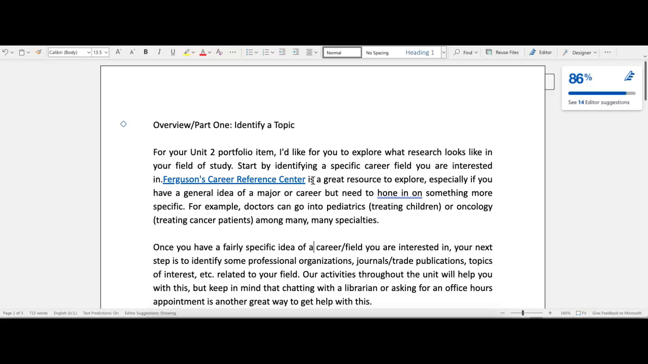If you either don't really know what you want to do, or if you have a vague idea of what you want to do, you can narrow it down to something a little bit more specific. So the example, doctors can go into pediatrics, treating children, oncology, treating cancer patients, and many, many other specific specialties. So doctor and lawyer, that's a really big field. Teacher's a really big field. What do you want to do specifically? The more you can narrow that down, the better off you're going to be.